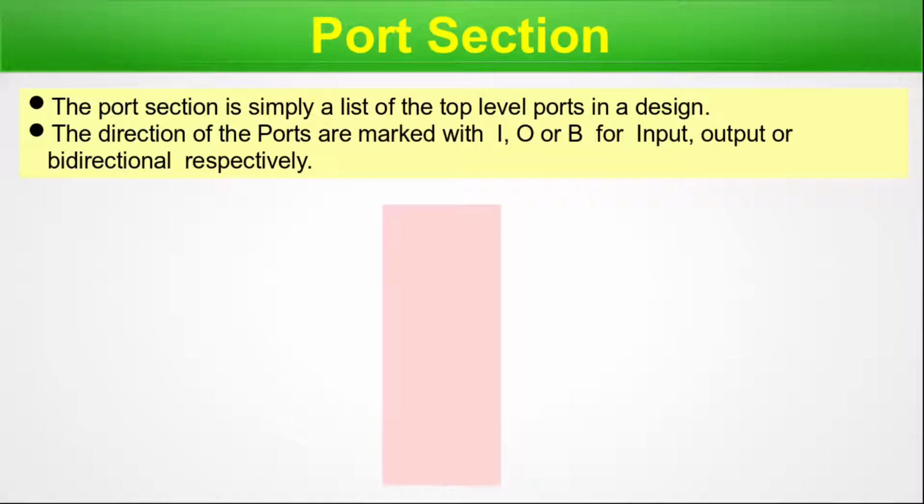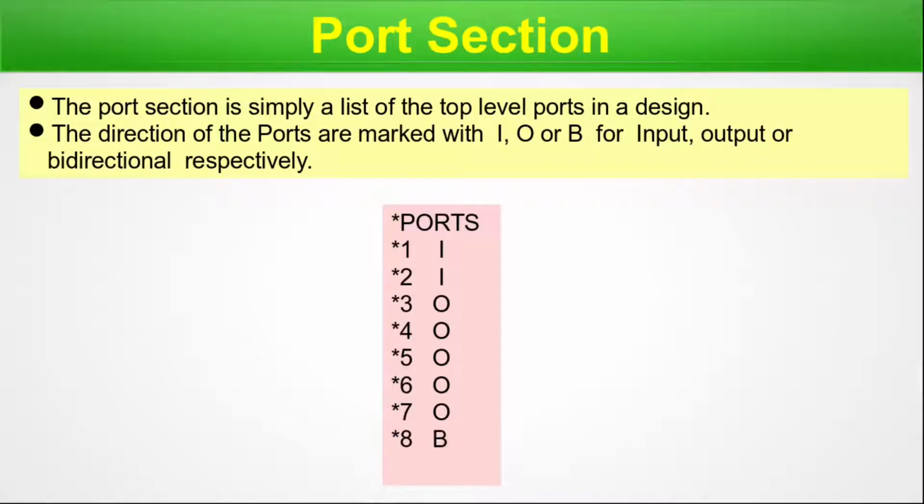Now let us see one short and sweet example of the port section. The section starts with star then PORTS, in all caps. Next we have star 1 as I, star 2 as I. All these are ports. And we have star 3, the value is O. Star 4 has value O. Star 5 has value O. Star 6 has value O. Star 7 has value O. Star 8 has value B. And star 9 has value B.